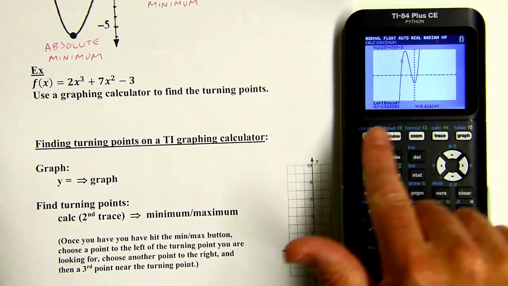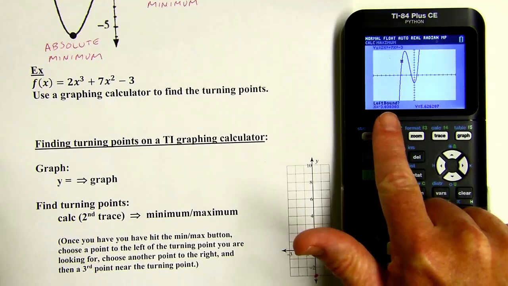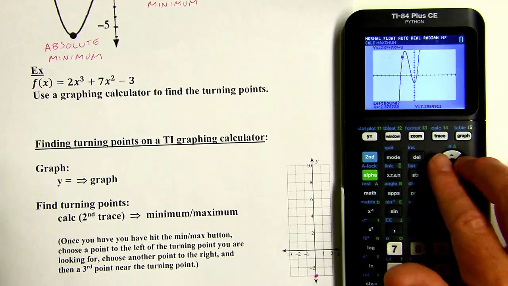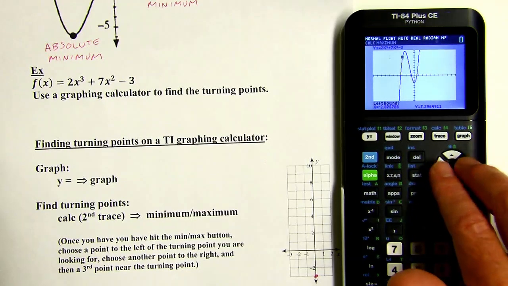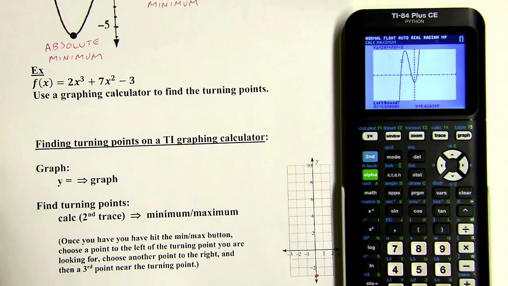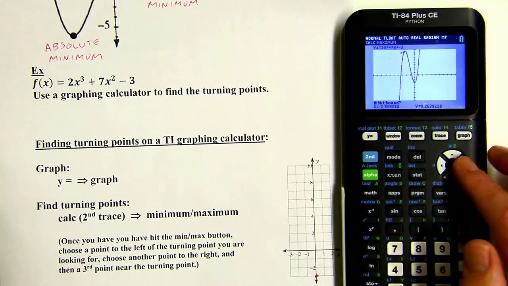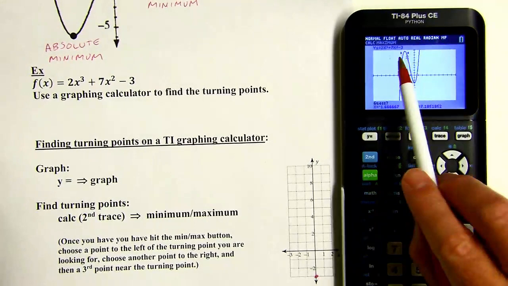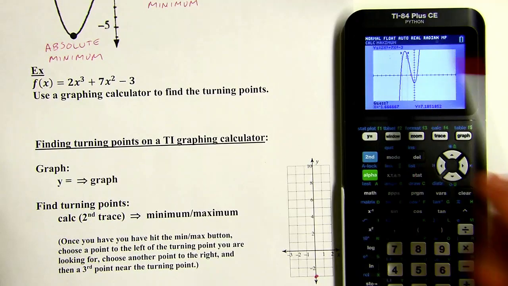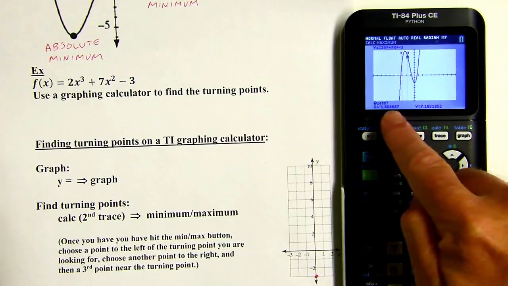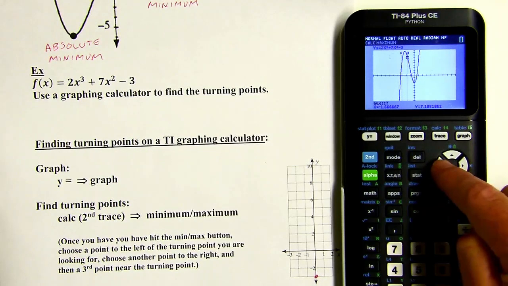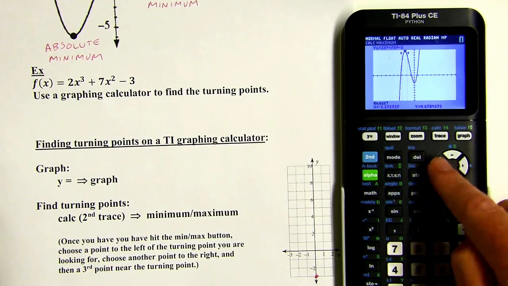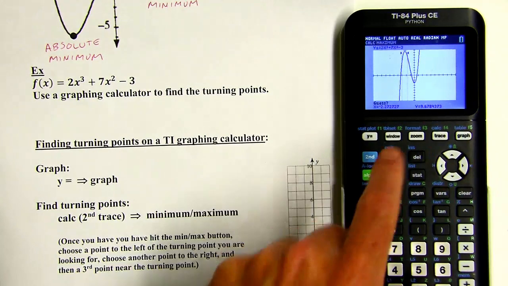So the first question it's going to ask at the bottom of the screen, it says left bound question mark. So what I do, I move my cursor around using these arrow keys until the cursor is to the left of the maximum that I'm looking for, and then I'll hit enter. Okay, and then right bound, I'll put my cursor to the right of that. Okay, so now my calculator knows that I'm looking for a point in between the left bound and right bound. And the last question, it says guess, question mark at the bottom of the screen there. So then I'm just going to move the cursor close to the maximum, somewhere up there, and I'll hit enter.